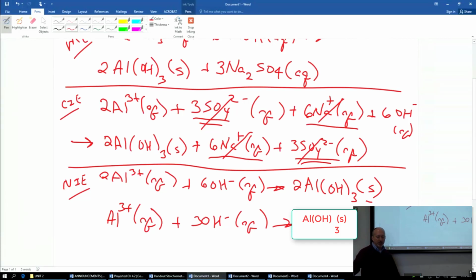Okay? So charges are balanced, masses are balanced. I remove the spectator ions. This is the net ionic equation. This is actually what's going on when you pour these two fluids together and you get a precipitation. Nothing else is reacting at all.